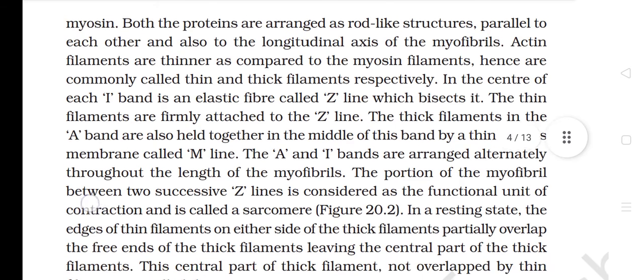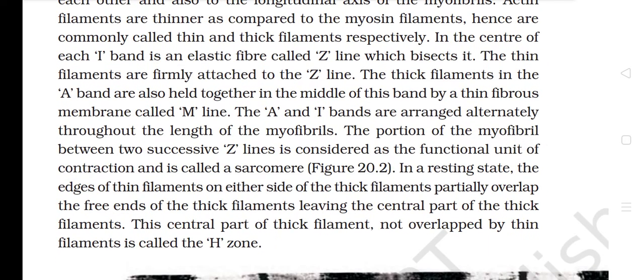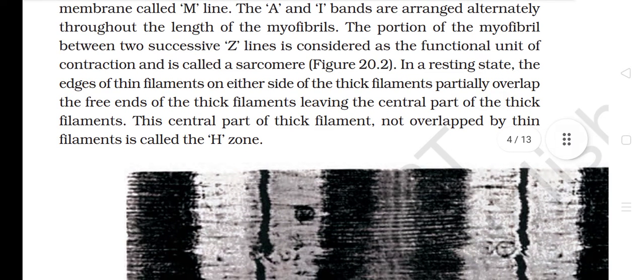In the center of each I band is an elastic fiber called Z line, which bisects it. The thin filaments are firmly attached to the Z line. The thick filaments in the A band are also held together in the middle of this band by a thin fibrous membrane called M line. The A and I bands are arranged alternatively throughout the length of the myofibrils. The portion of the myofibril between two successive Z lines is considered as the functional unit of contraction and is called a sarcomere. In a resting state, the edges of thin filaments on either side of the thick filaments partially overlap the free ends of the thick filaments, leaving the central part of the thick filaments. This central part of thick filament not overlapped by thin filaments is called the H zone.